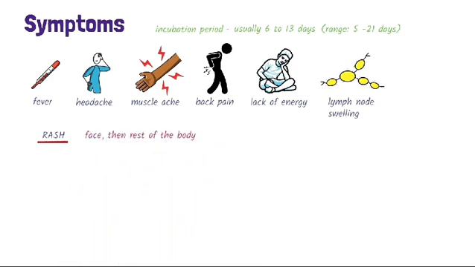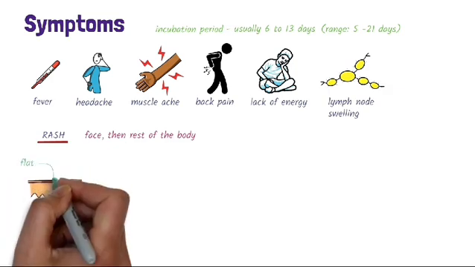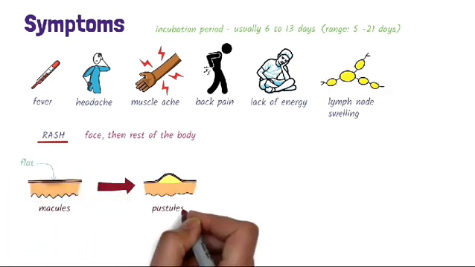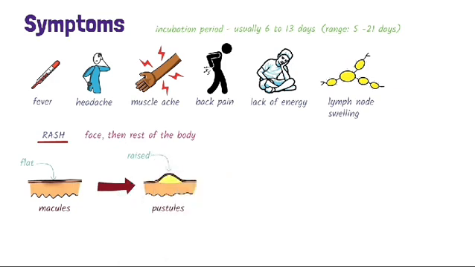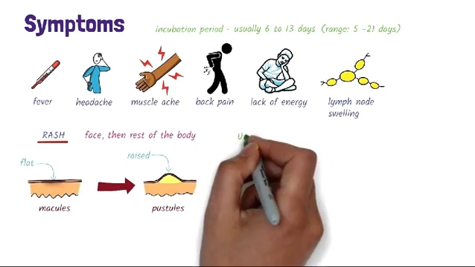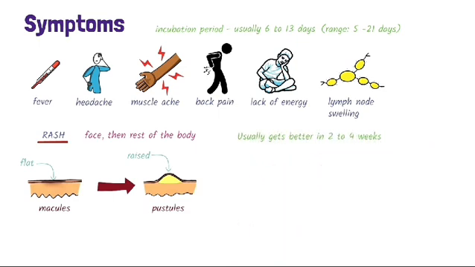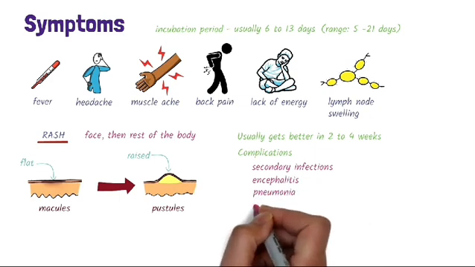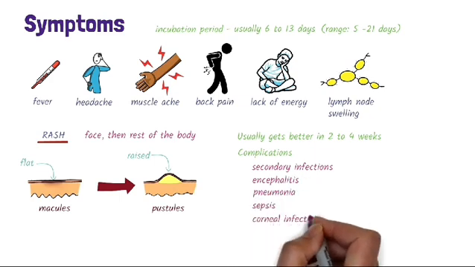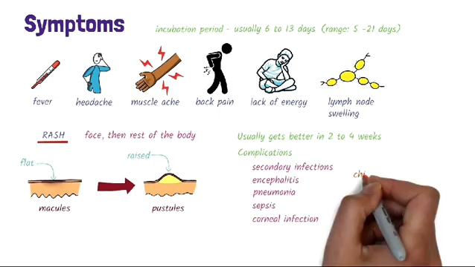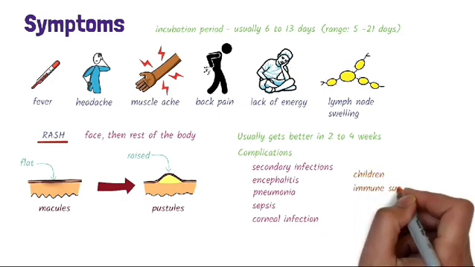The rash starts out as macules, lesions with a flat base, progressing to pustules, which are raised lesions with yellowish fluid. These later crust, and the scabs fall off eventually. The illness usually gets better on its own after about 2 to 4 weeks. However, complications can occur such as secondary bacterial infection, encephalitis, pneumonia, sepsis, and corneal infection, which may lead to loss of vision. Children and those who are immune suppressed have worse outcomes.